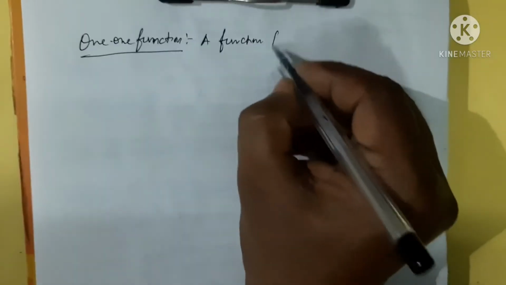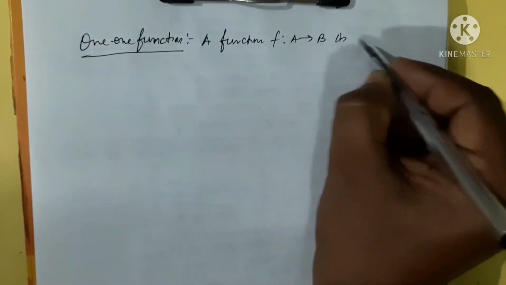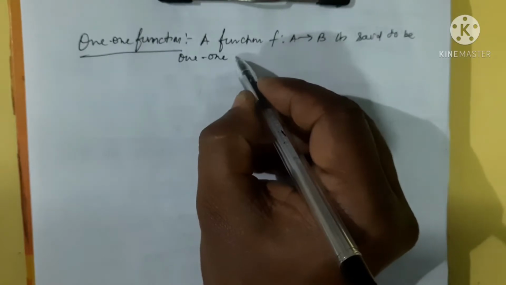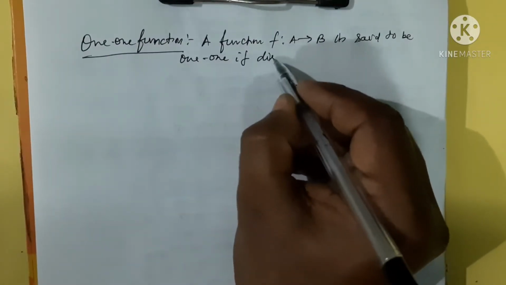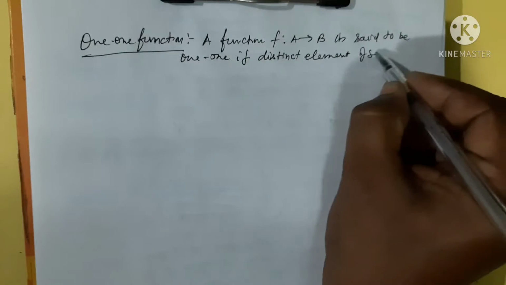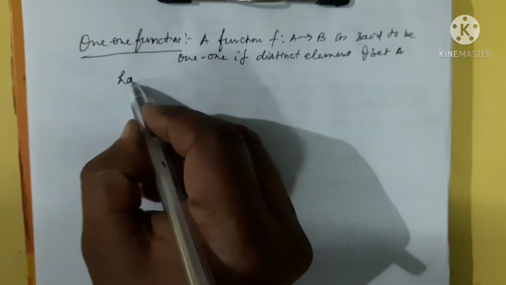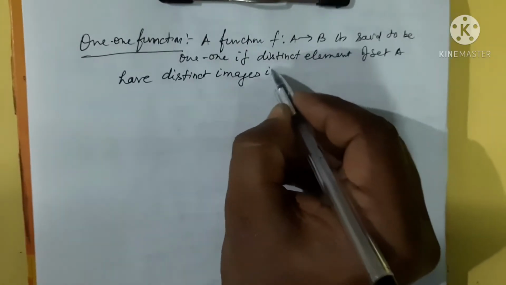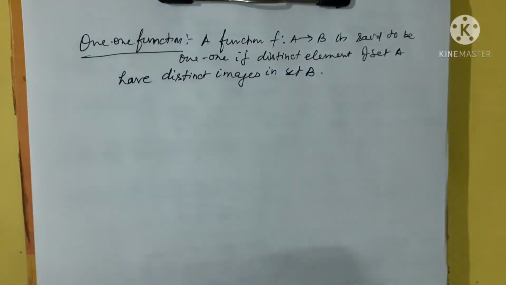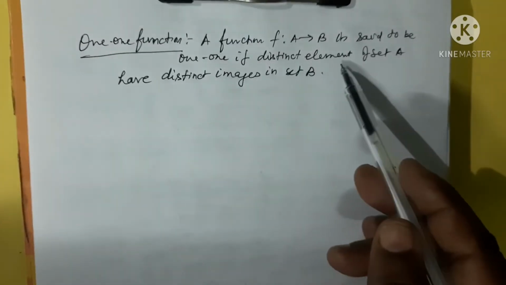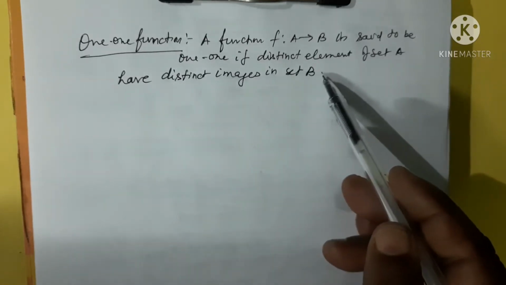One-one function. A function f from A to B is said to be one-one if distinct elements of set A have distinct images in set B.